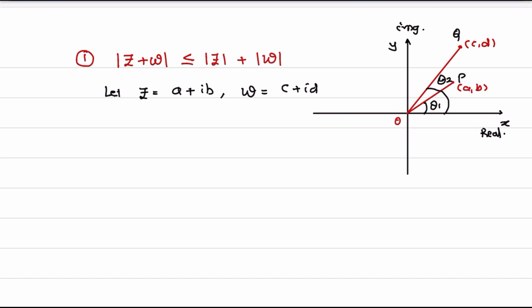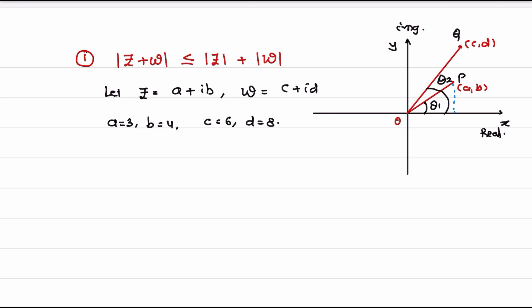It will be very easy. If you take some numerical numbers here, let us say A is equal to 3, B is equal to 4, C is equal to 6, D is equal to 8. Let us say some arbitrary values, so that you try to understand the concept.